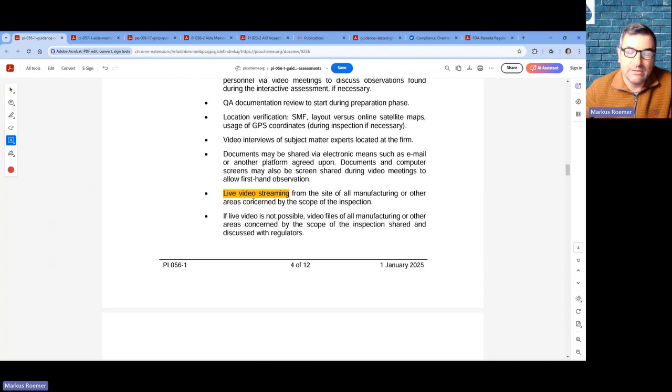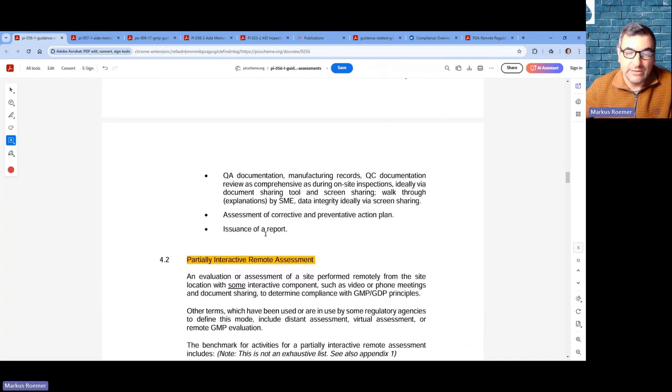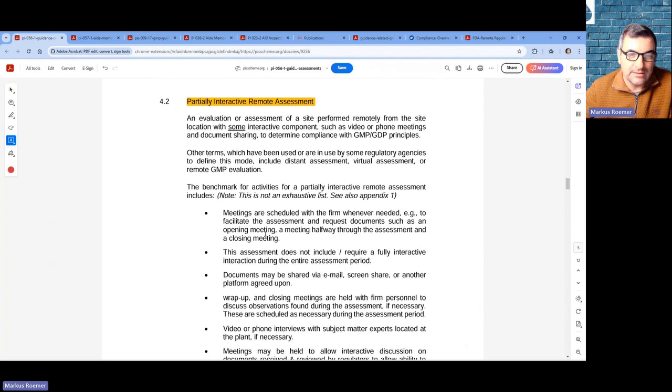So for a fully interactive remote assessment, type number 1, what they call the remote assessment type, not categories, the type, that will also include live video streaming. I was a little bit wondering if live video is not possible. Video files of all manufacturing or other areas concerned by the scope of the inspection shared and discussed with the regulators. Yes, but these videos could be not showing the truth.